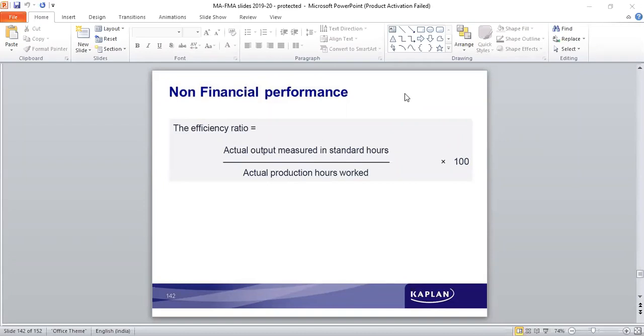Any doubt? Anything, anyone, any ratio, any part of the performance management part? Yes, Ashwin Kant. Ashwin, did you raise your hand?